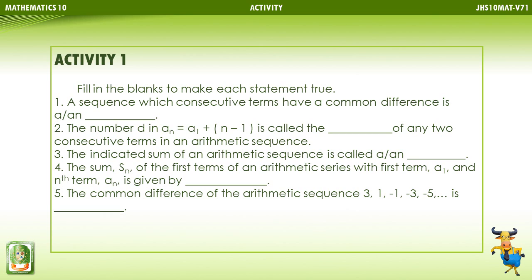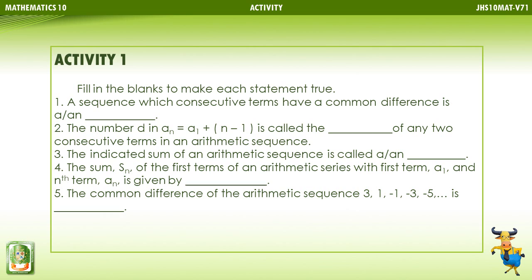1. A sequence in which consecutive terms have a common difference is called an arithmetic sequence, or ____. 2. The number d in a sub n equals a sub 1 plus (n minus 1) d is called the ____ of any two consecutive terms in an arithmetic sequence. 3. The indicated sum of an arithmetic sequence is called an arithmetic series, or ____.